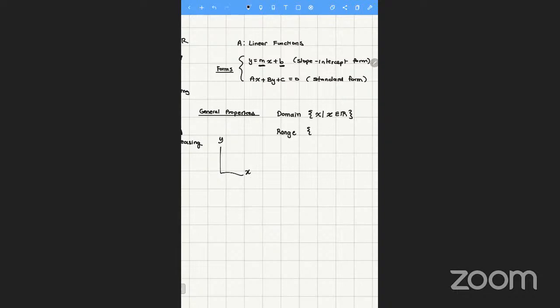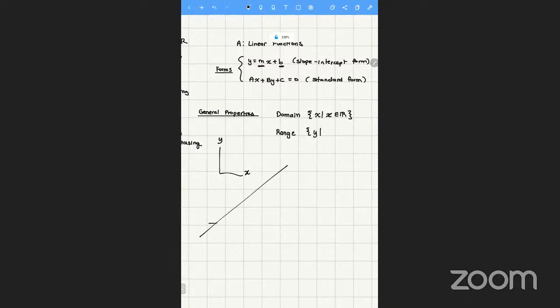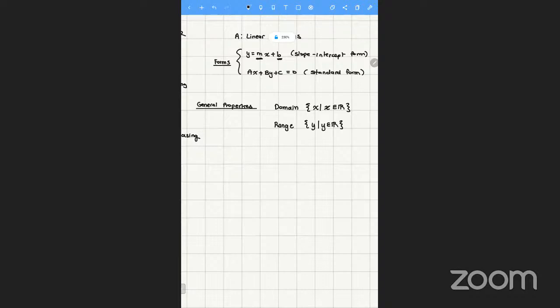The range has to do with y. And a line, since it's going upwards, has all the y values. It can pass through all y values. So y is also the element of the real numbers. Real numbers just means any integer, negative number, positive number, decimal. Real numbers consist of all numbers, including 0, of course.